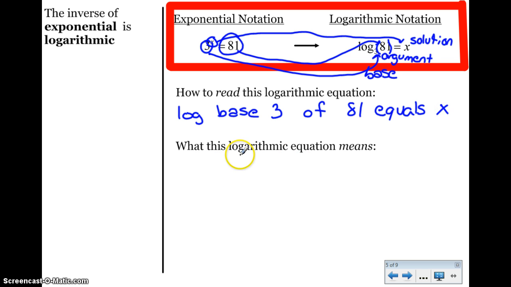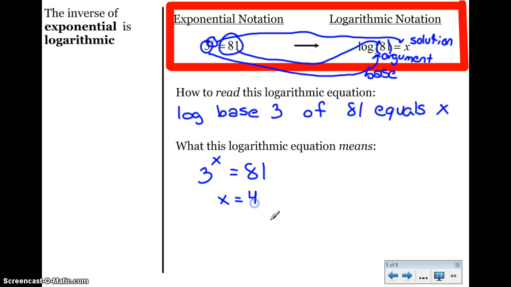And then what is the logarithmic equation? What does it really mean? Well, what it's asking you is, 3 raised to what power would give you 81? So you might actually already know the answer to that, right? 3 to what power makes 81? Well, 3 times 3 is 9, times 3 is 27, times another 3 is 81. So in this case, x equals 4.